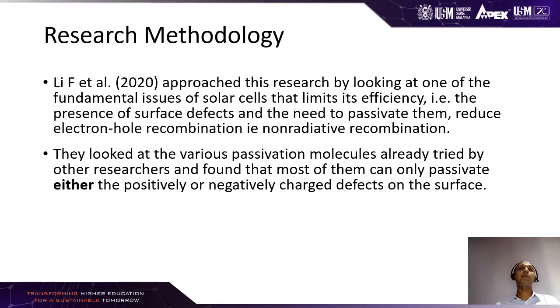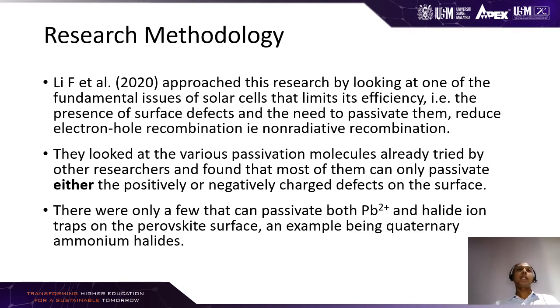Additionally, they also looked at the various passivation molecules already tried by other researchers and found that most of them can only passivate either the positively or negatively charged defects on the surface. There were only a few that can passivate both the Pb2+ and halide ions trapped on the perovskite surface, an example being the quaternary ammonium halides.